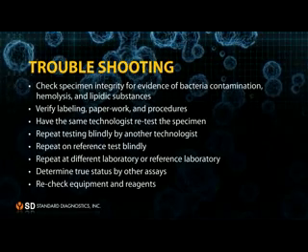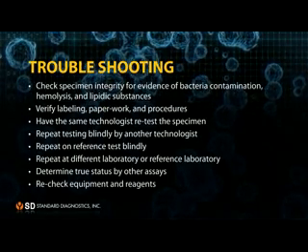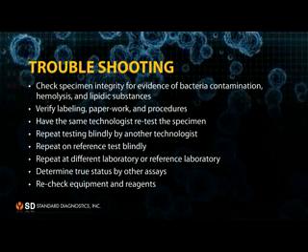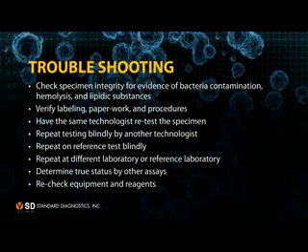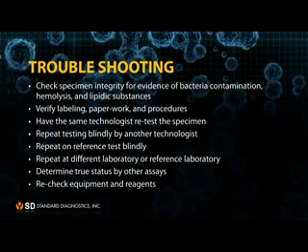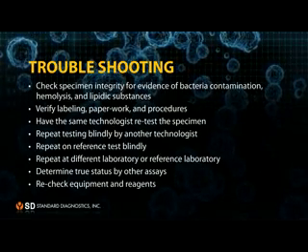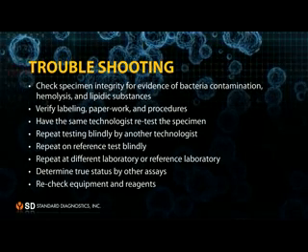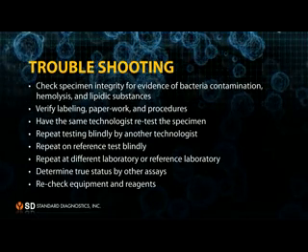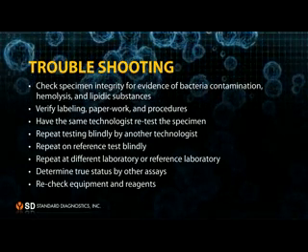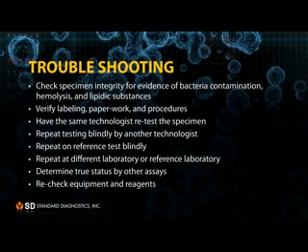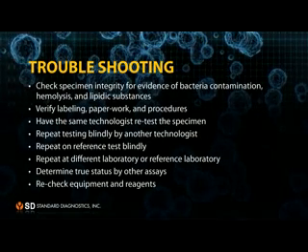When you have a problem with your test, it could be solved by the following. Check specimen integrity for evidence of bacterial contamination, hemolysis, and lipidic substances. Verify labeling, paperwork, and procedures. Have the same technologist retest the specimen. Repeat testing blindly by another technologist. Repeat on reference tests blindly. Repeat at a different laboratory or reference laboratory. Determine true status by other assays. Recheck equipment and reagents.